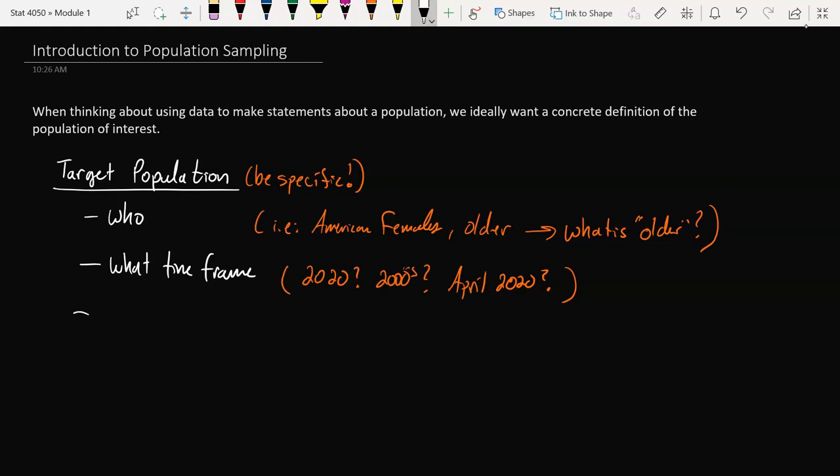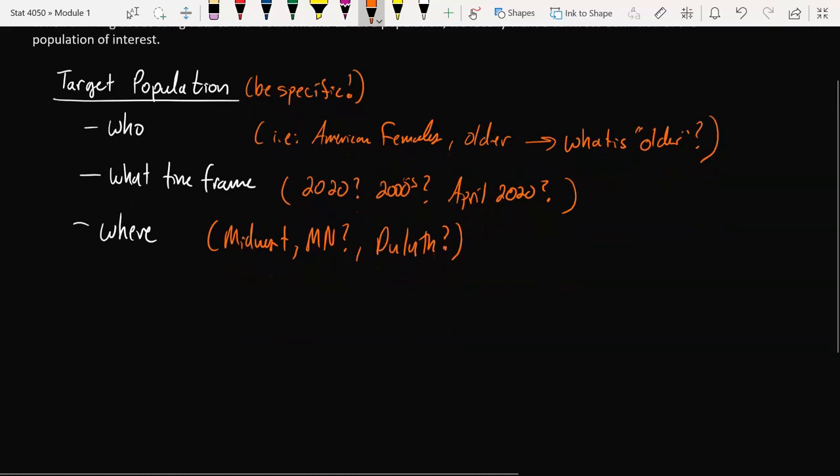Okay. And then where, right? The geographic location. So females, are we talking about everyone in America? What's our target population? Are we interested in what's going on in the Midwest? Are we interested in maybe just the state of Minnesota? Are we interested in maybe Duluth, the city of Duluth, Minnesota, or St. Louis County, right? Do I really care about what's happening in Wisconsin? Is that part of my target population? You want to be as specific as possible.